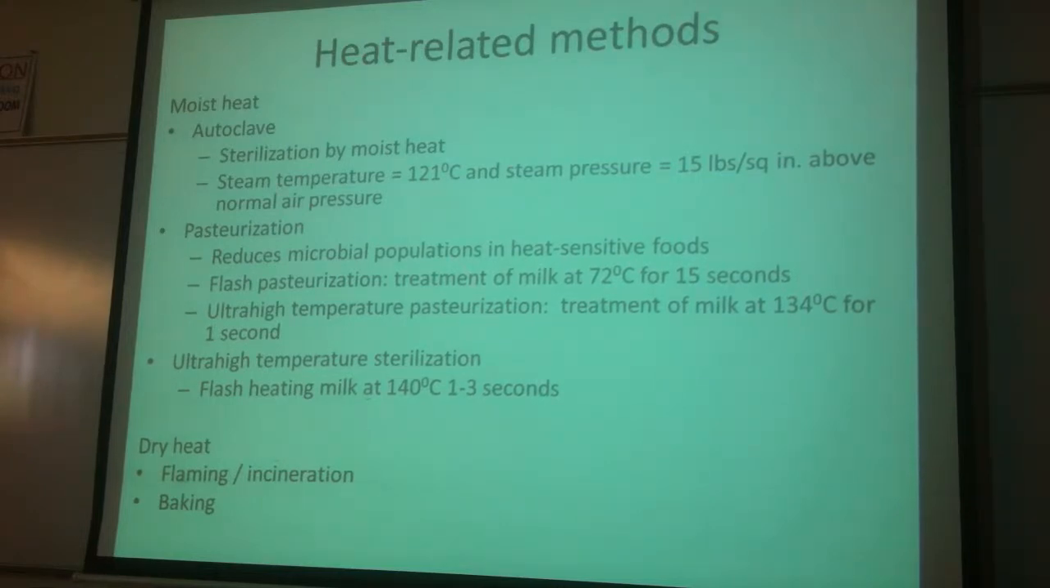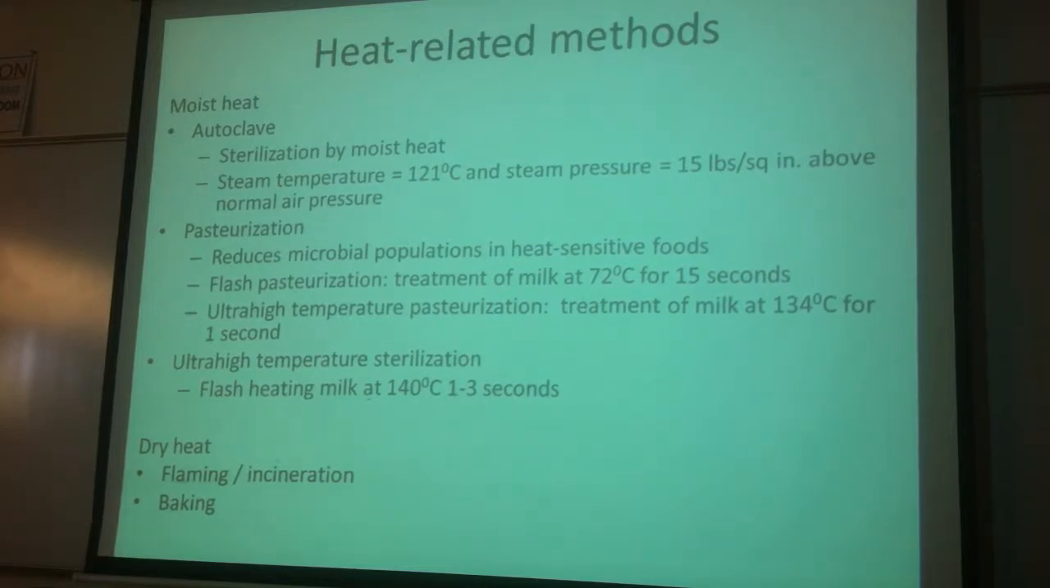Pasteurization, talked about, reducing the microbial populations by heat sensitive. So flash pasteurizing, so 72 degrees for 15 seconds, or you can do ultra high, so 134 degrees for 1 second. And so you can see where companies would just be like, oh, well, this only takes a second, let's do that one. It's because in the long run it saves them time and money. You can also do ultra temperature sterilization. So versus just trying to kill everything, you can get that 140 degrees, 1 to 3 seconds. You know everything's dead at that point.